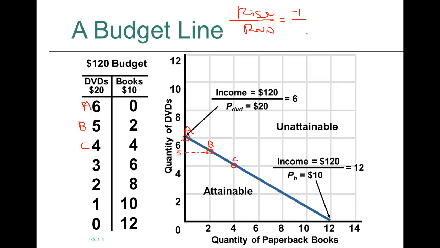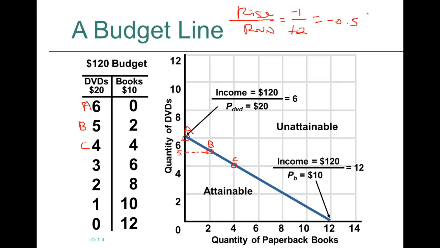Now what's the run going from point A to B? Again, you must be consistent. If you're going to start from A to B with the rise, you must do the same with the run, okay? So, in terms of run, we're looking at our horizontal axis. At point A, our horizontal axis is a 0, as we see right here, 0. At point B, at the horizontal axis, we're looking at 2, which is the quantity of paperback books. So we're going from 0 to 2, so therefore our run would be a +2. So that's our slope. From point A to B, the slope would be a -0.5.